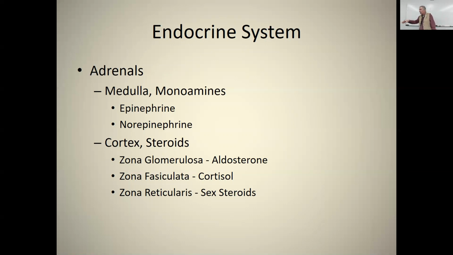In the cortex, they make steroid hormones. There are three layers: the zona glomerulosa, zona fasciculata, and zona reticularis. And they make three really different kinds of steroid hormones. The glomerulosa makes aldosterone, which is called a mineralocorticoid. What it does is help you retain salt and retain water, so it actually tends to increase your blood pressure. And it's stimulated by a decrease in blood pressure.